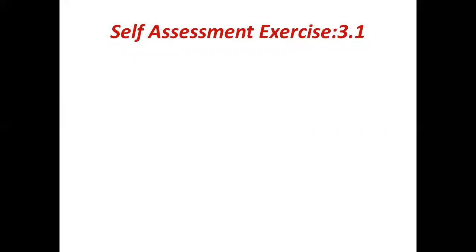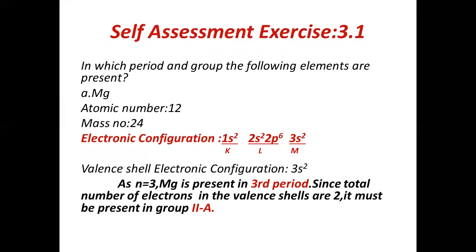We have self-assessment exercise 3.1 in which we find the period and group in which the following elements are present. The first one is magnesium. Atomic number of magnesium is 12. Mass number is 24. First of all, we have to write the electronic configuration according to the Aufbau principle. 1s2, 2s2, 2p6, 3s2. Total electrons are 6 plus 2, 8, 8 plus 2, 10 and 10 plus 2, 12.